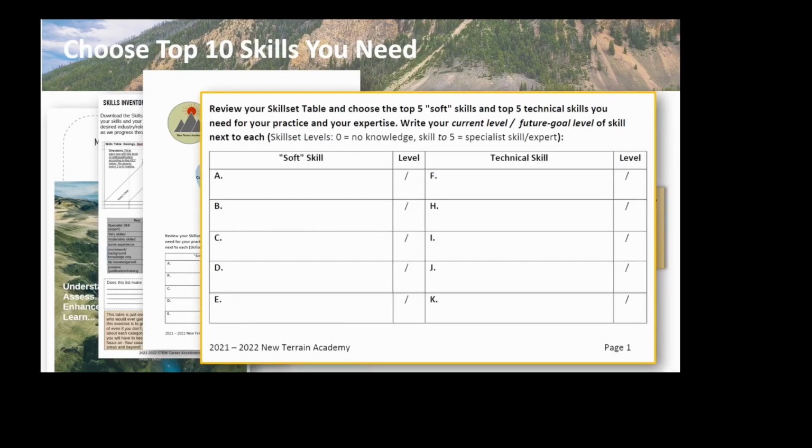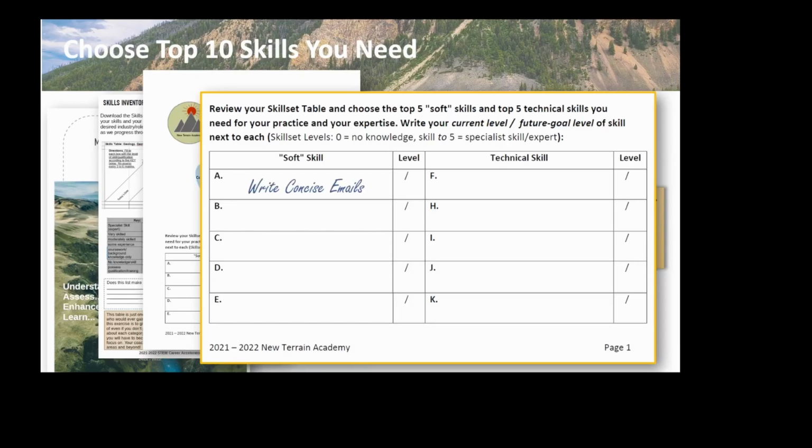So review that skill set table and choose the top 5 so-called soft skills and the top 5 technical skills. These skills are ones that you're going to need for your professional practice to propel your career transformation along and to become the kind of expert that you really want to be. Let me walk you through how you're going to do this.